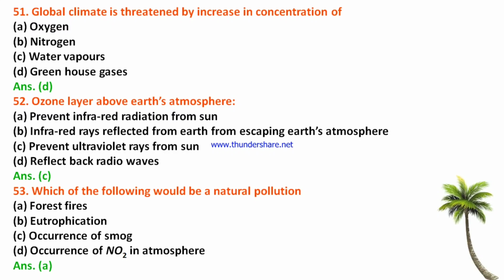Next, number 53. Which of the following would be a natural pollution? Forest fires, eutrophication, occurrence of smog or occurrence of NO2 in atmosphere. And the correct answer is forest fires. Forest fires would be a natural pollution.